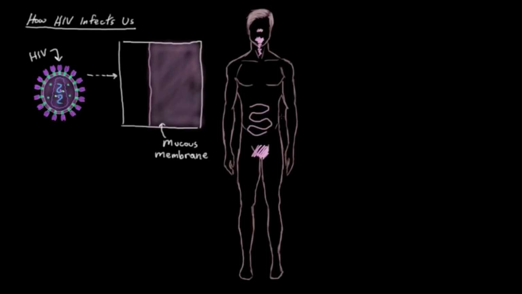And remember, this is relevant because the most common way HIV is spread is by sexual contact, which is when these areas, or some of these areas, are likely to come into contact with infected sexual fluids from each other.